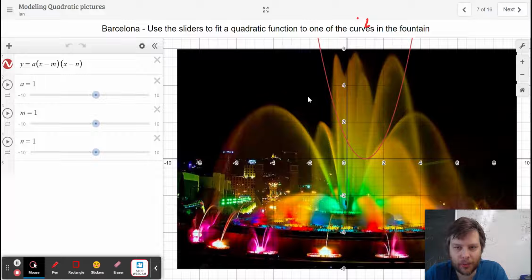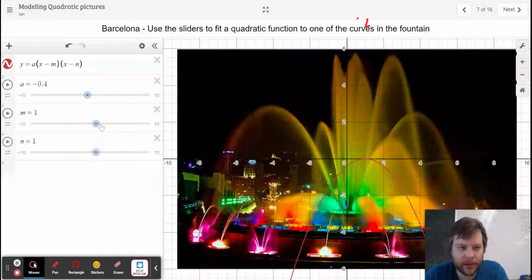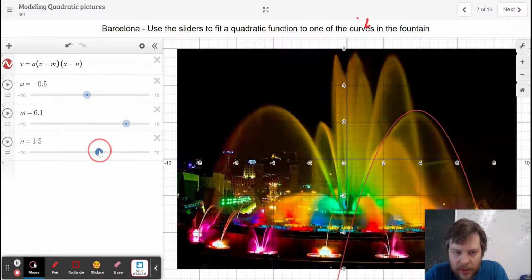In Barcelona, we have water shooting in the air. I actually saw this fountain back in 2012. So let's try to make it match up with one of them. And this should end up being perfect because it's water flying through the air. So let's do something like this. That's getting close. Maybe make the a value a little steeper. Let's try to slide it a little left. Slide it a little left.